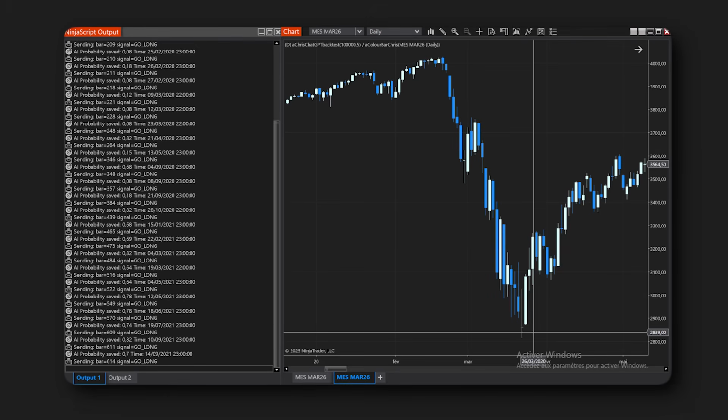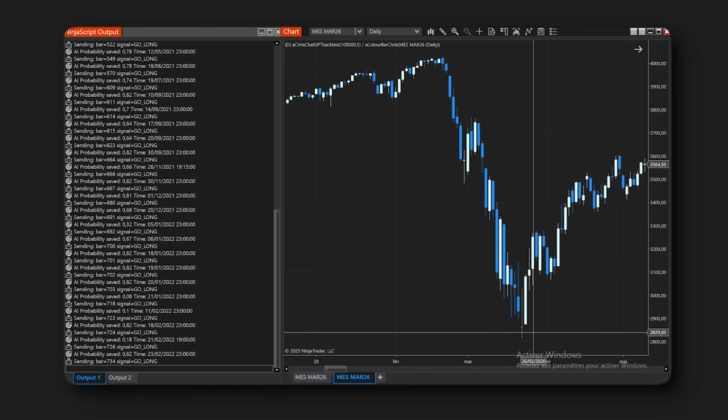At bar 106, a long signal is detected, and the probability returned by GPT 5.1 is 0.82, a very strong environment. A few bars later, another long signal appears, but this time the probability drops sharply to 0.18, meaning the structure no longer supports a long. Then bar 151, the score rises again to 0.66, indicating moderate alignment. These shifts show how the AI continuously evaluates the quality of each setup instead of treating all signals equally.